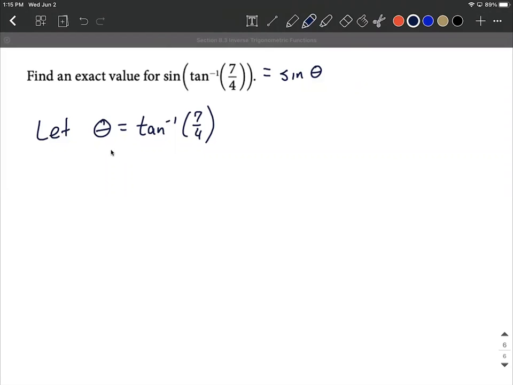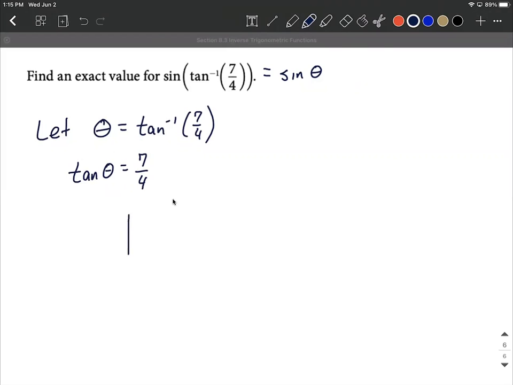All right, next thing I'm going to do is go ahead and rewrite our equation we just created. Instead of tangent inverse, I'd like to rewrite this in terms of tangent. So if we apply a tangent to both sides, we get tangent of theta on the left-hand side. On the right-hand side, as we apply a tangent, you're going to get nice canceling out and just be left with 7/4. So now we have tangent of theta equals 7/4.